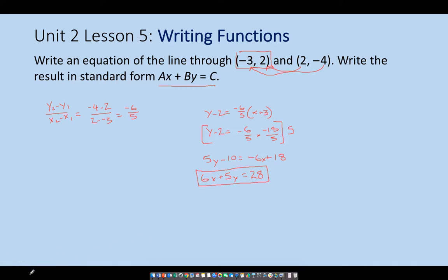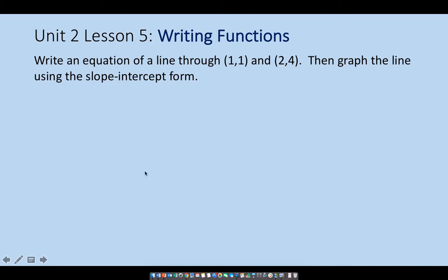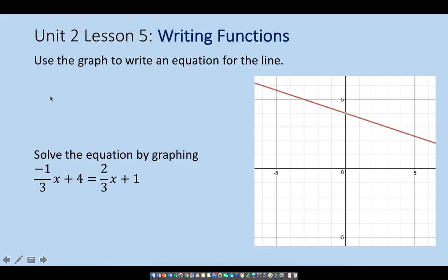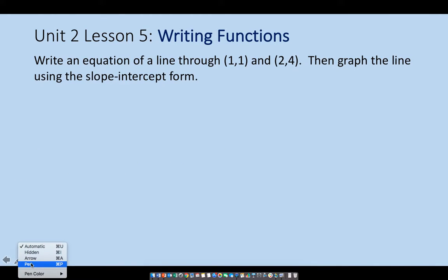All right, so there's writing equations. Let's see, writing equation for this, and then graph the line using slope-intercept form. So kind of same concept, except I'm going to just go a slightly different route. So let's see here. Still going to need to find the slope. So we got the slope is going to be 4 minus 1 over 2 minus 1, which is just going to be 3. And then graph this using slope-intercept form.